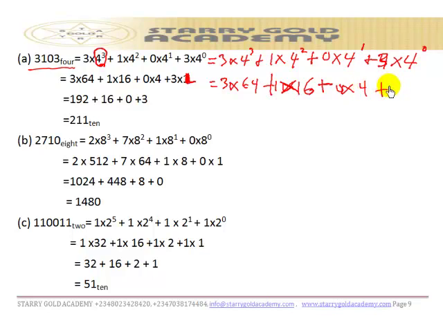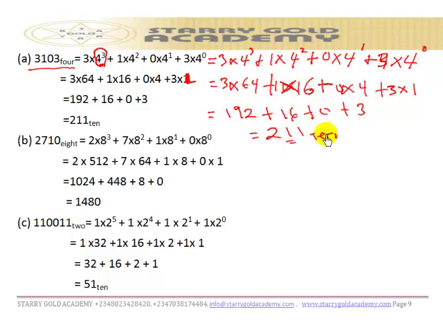So you have 3 times 1. So let's simplify. 64 times 3 is 192. 1 times 16 is 16. 0 times 4 is 0. 3 times 1 is 3. And then successfully you have converted a number from base 4 into base 10. You have 211 base 10.